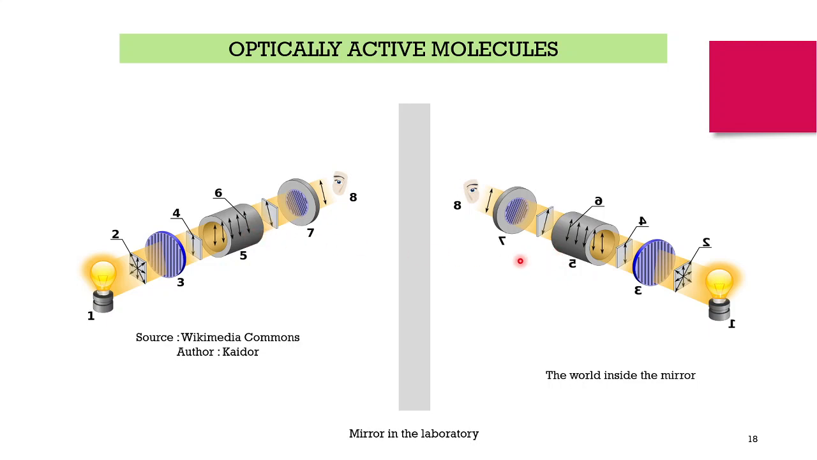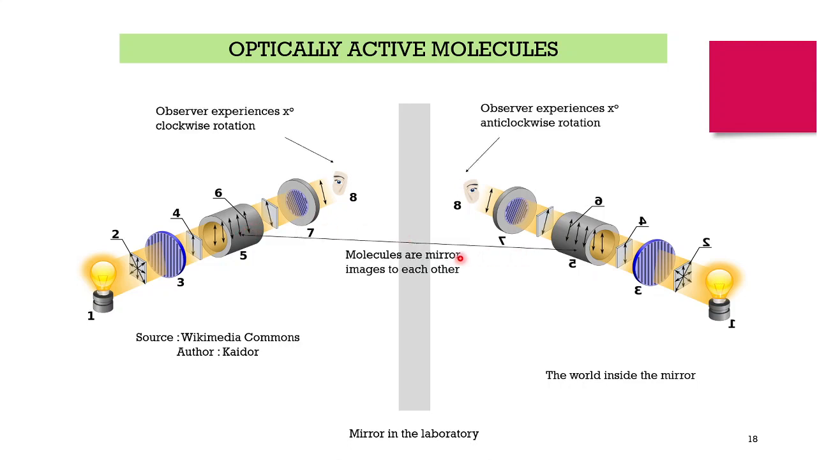Let's not go into the virtuality and reality of this experience. Just think about the molecules. You can see the molecules in both these experiments are mirror images of each other. And because they behave differently with light, it means that these molecules here should be different from those molecules. They are mirror images and should be non-superimposable, which means that these molecules should be chiral.